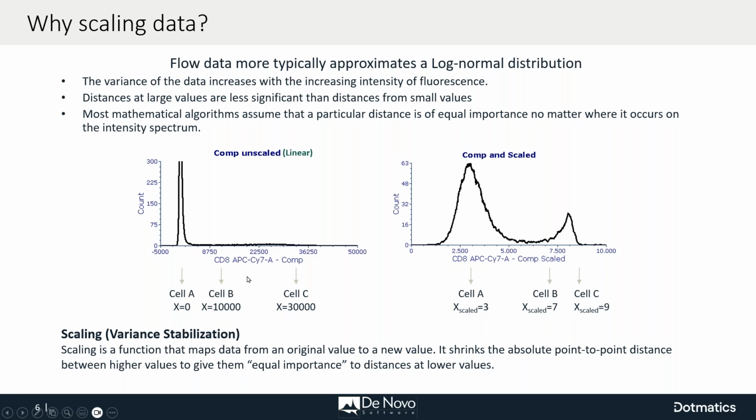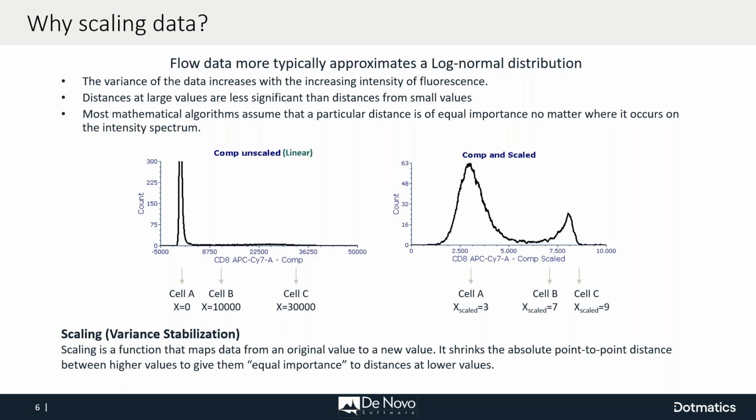So since algorithms like tSNE, FlowSOM, and UMAP rely on distances, we need to transform the data with the scaling in a way that distances have at the end the same importance. So after the scaling, the idea is that a distance of 1 in the positive range has the same importance as a distance of 1 in the lower range. Okay, so this is the reason why we scale.